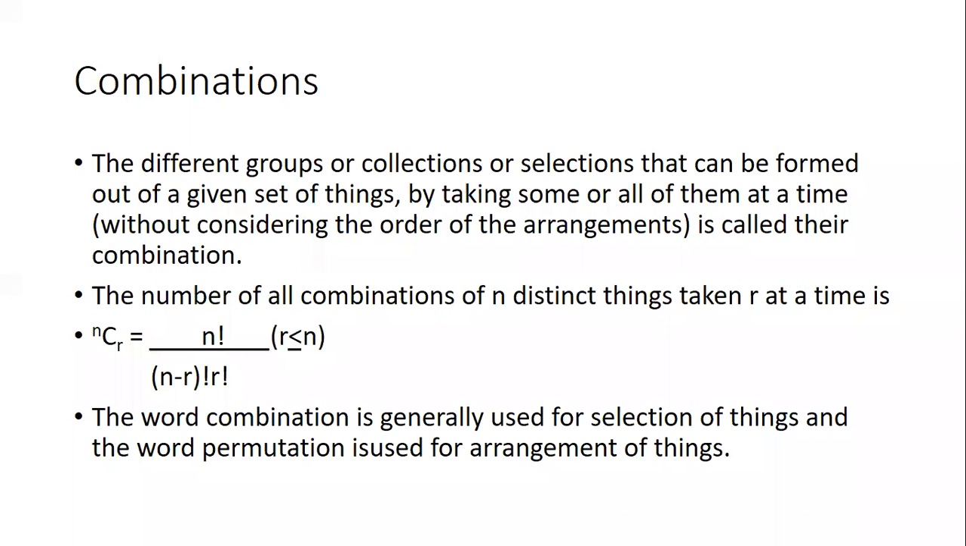Okay. So first, the different groups or collections or selections that can be formed out of a given set of things by taking some or all of them at a time is called a combination. Now here we will not even consider the order. Let's take an example; I think that will be better for you to understand.